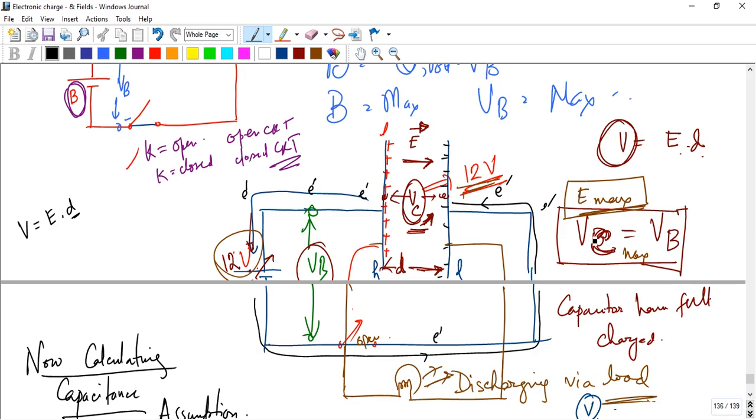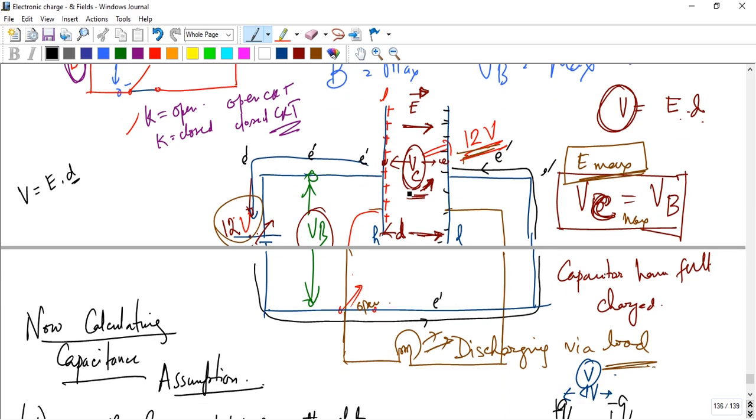Its SI unit is the volt, and it is called the capacitive voltage, Vc. It reaches a maximum value equal to Vb, the battery voltage. When Vc equals Vb, the capacitor has full charge. Charge means positive charge here and negative charge here, and this difference creates an electric field. When an electric field is created, obviously a potential difference is also created. That is called charging of a capacitor.